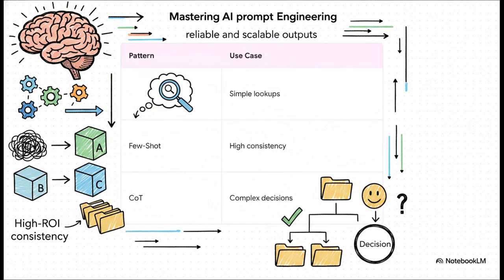But look at few shot. This is where you provide 1 to 3 examples of the input and your desired output before asking the AI to do the task. Imagine you're transforming a chaotic customer inquiry sorter into a structured pipeline. By giving the AI 2 examples of exactly how to categorize an angry email versus a billing question, you instantly achieve massive, high ROI consistency. The model literally infers the exact pattern you want just by looking at your examples.